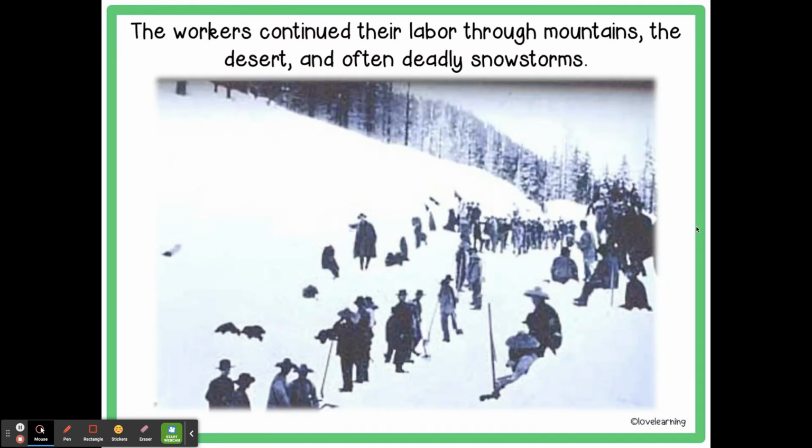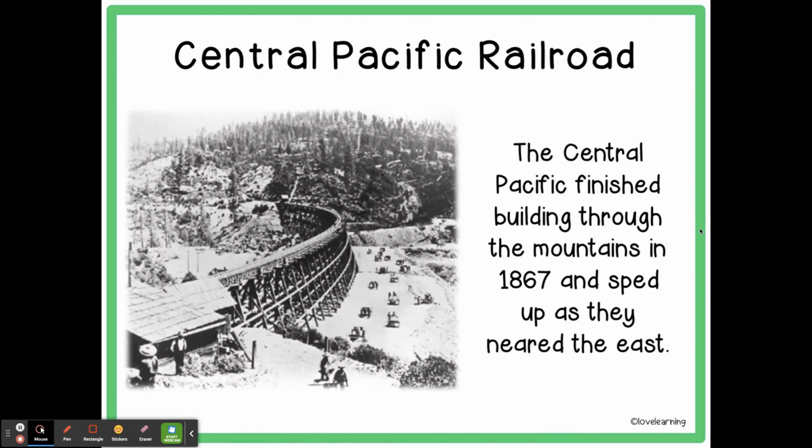So the workers continued their labor through mountains, the desert, and often deadly snowstorms. The Central Pacific finished building through the mountains in 1867 and sped up as they neared the east. Why would they want to speed up? Can you pause and think about that? Well, one of the reasons they would want to speed up is because, if you remember, the government says, as many tracks as you put down, the more money you get. So they're wanting to really get this job done fast.